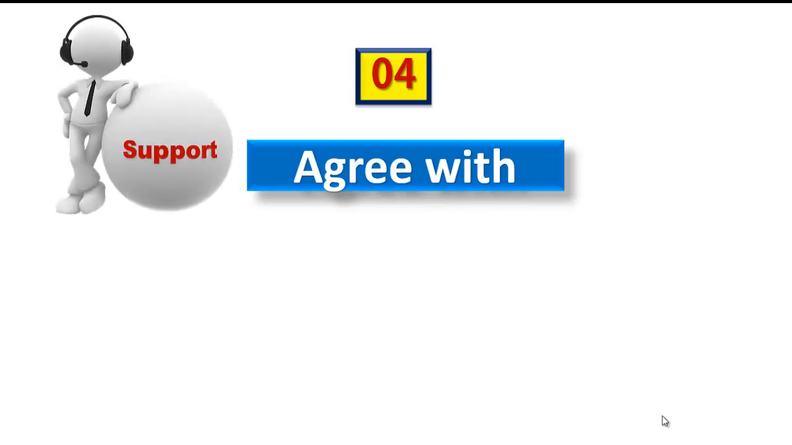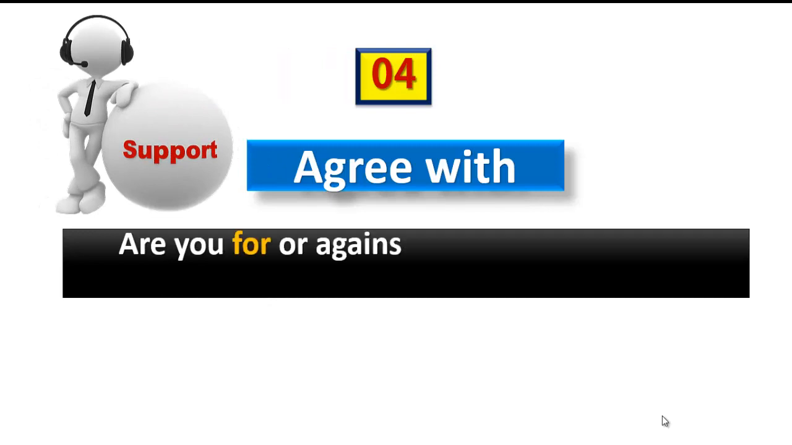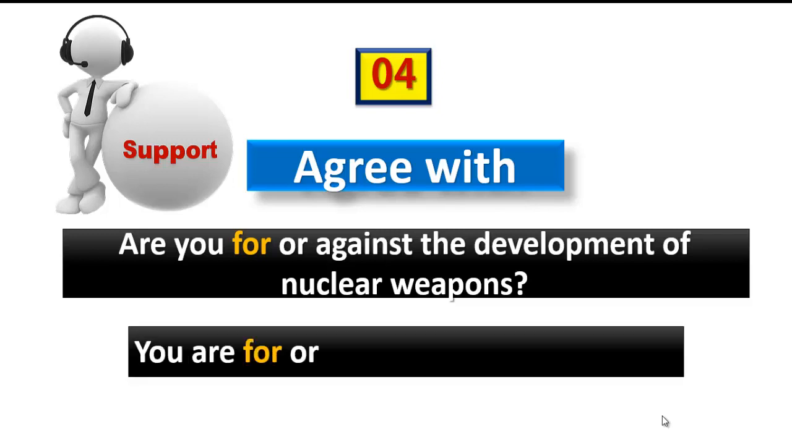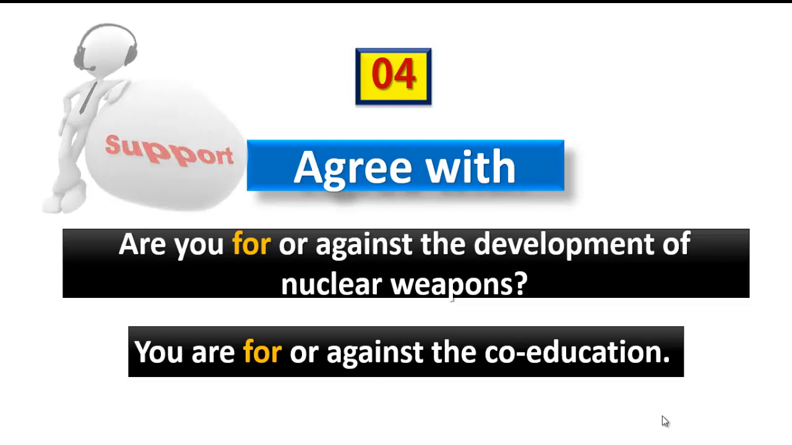Case number 4. If you are in agreement with something, "for" should be used. This case will be cleared by the example, are you for or against the development of nuclear weapons? Here "for" has been used for agreement. Second example is, you are for or against co-education.